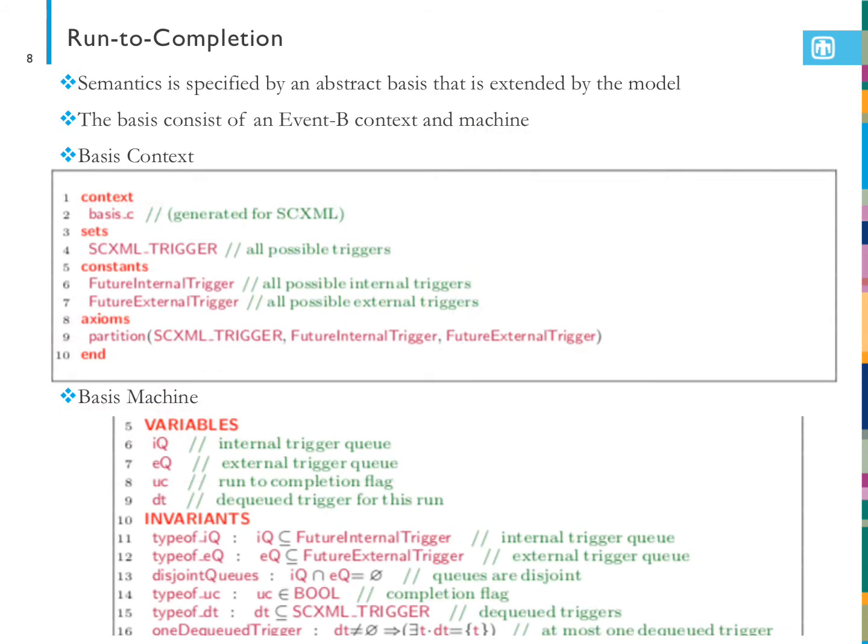The run-to-completion semantics is implemented by a specified abstract basis that is extended by every model that we construct. The basis consists of an Event-B context and an Event-B machine. The context holds the sets for all the triggers that you have in the model, as well as the internal and external triggers. The basis has the variables for the internal queue triggers, the external queue triggers, the run-to-completion, and the dequeuing, and all the events that are associated with the run-to-completion.